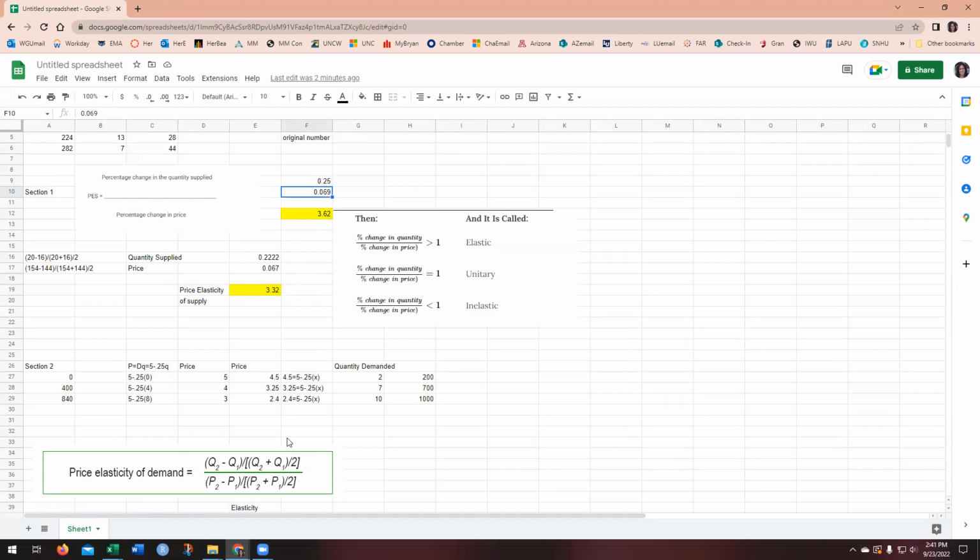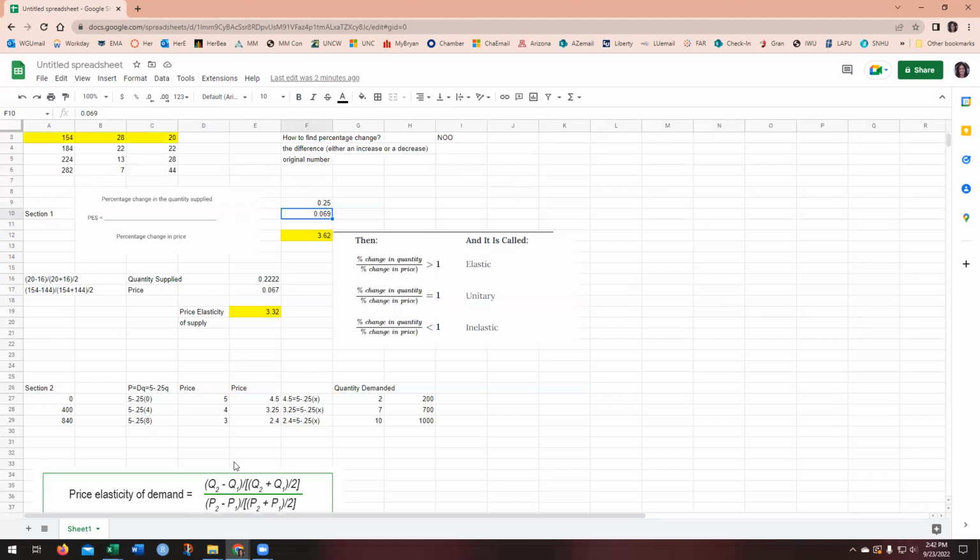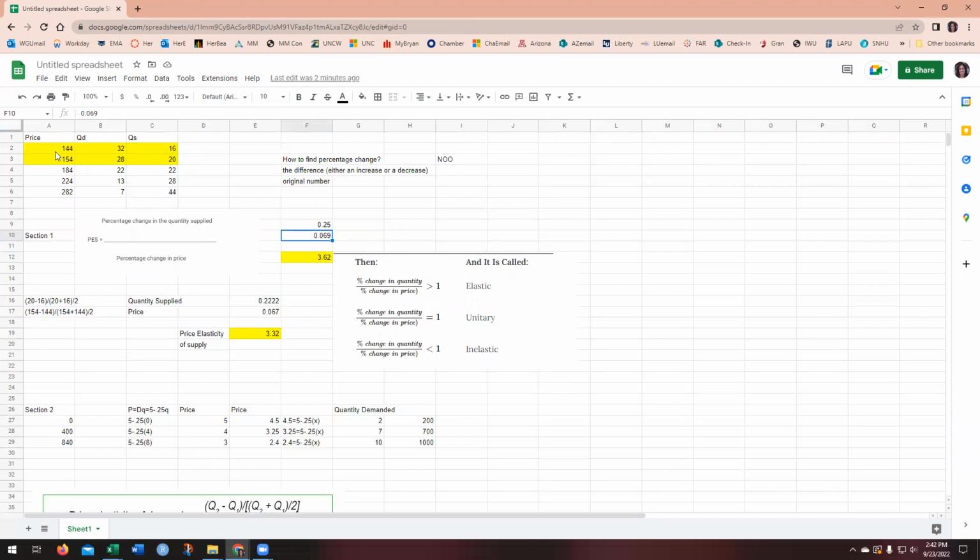The other formula that you can use, I have listed down here for demand, but you could also look at this for supply. It's the same formula, but we are going to be looking at quantity supplied here rather than quantity demanded. So we'll take the second quantity minus the first quantity, divided by the two quantities added together, divided by 2. I showed you what this looks like. We'll have our quantities here, and then our prices here, and then on the top part of the division problem we would get this, and on the bottom this. So you take 0.2222 divided by 0.067, and you'd still get 3 point something.